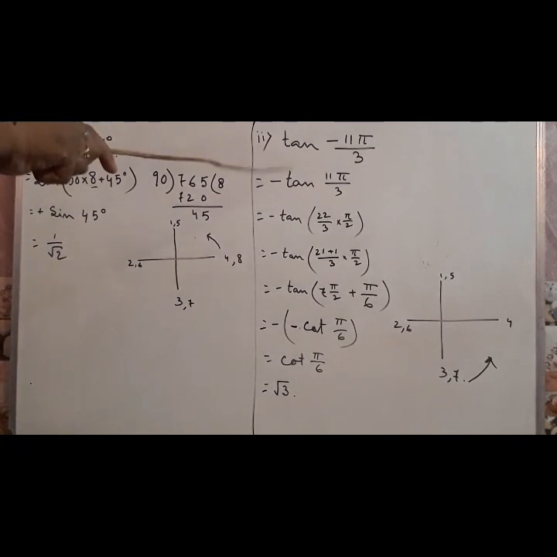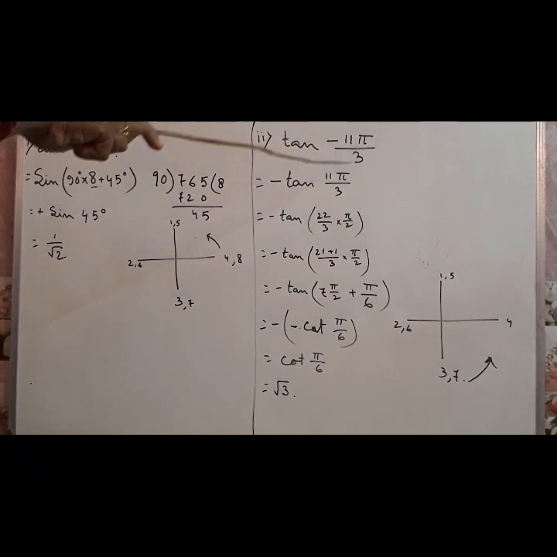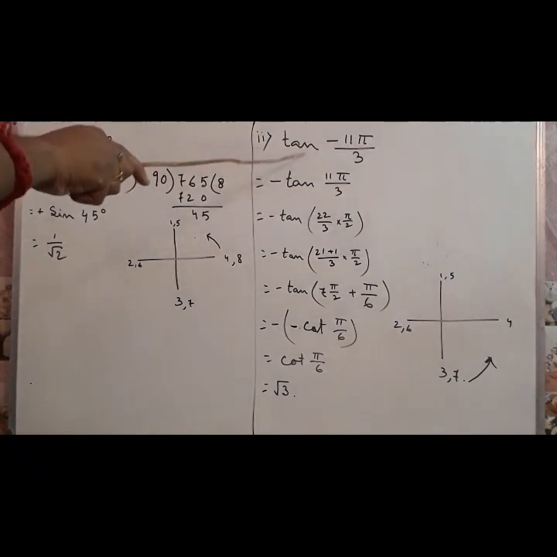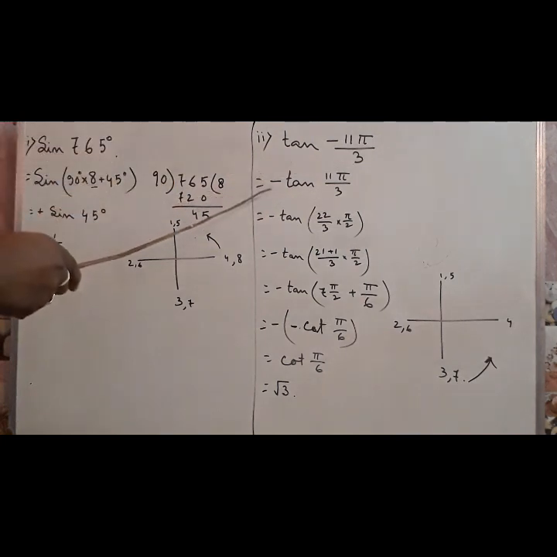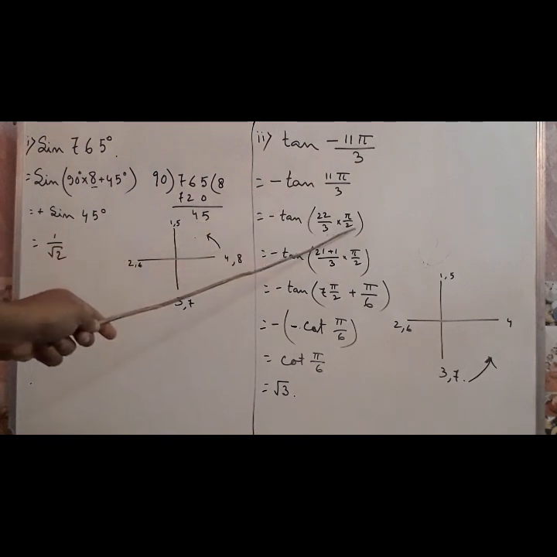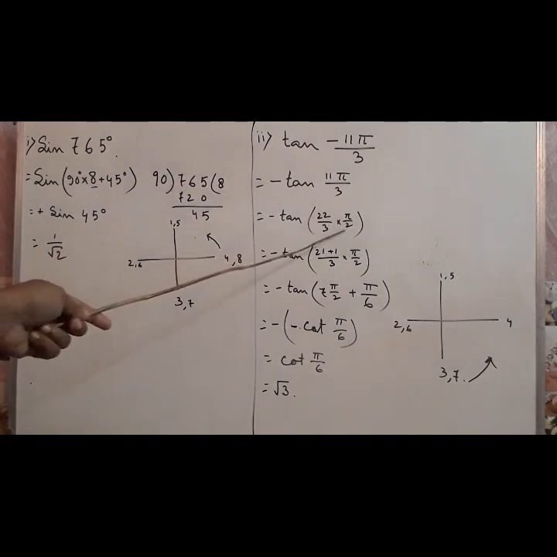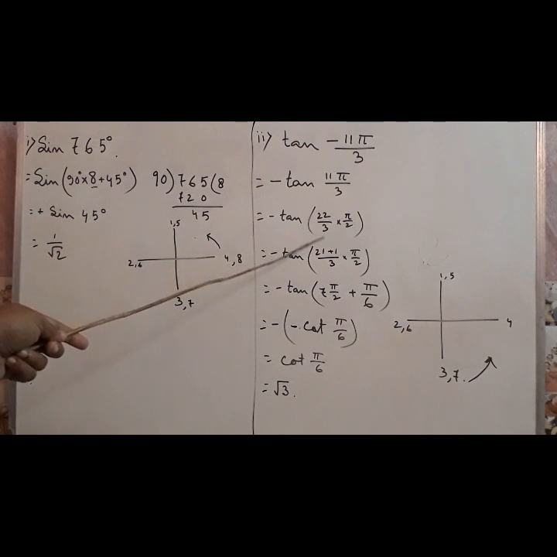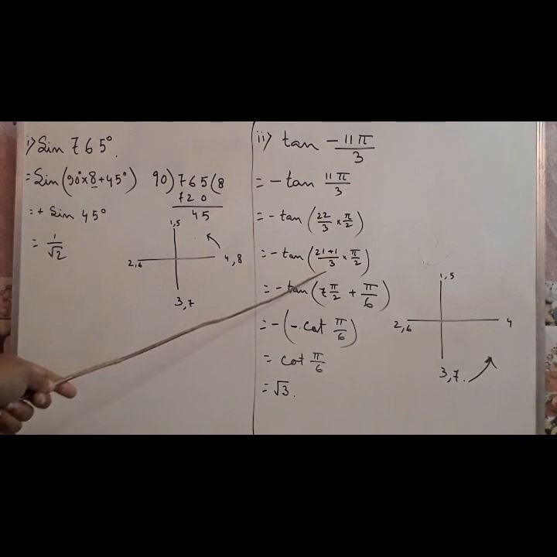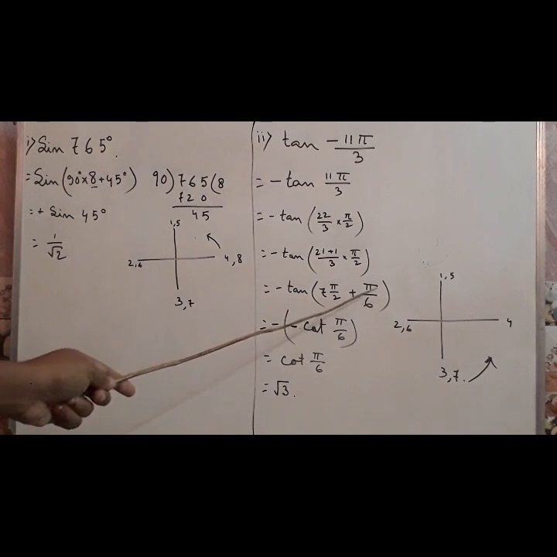After that, tan of minus 11 pi by 3. We know tan of minus theta is equal to minus tan theta, so tan of minus 11 pi by 3 is equal to minus tan 11 pi by 3. Now you see, this 11 pi by 3 I write in the form of pi by 2, that means 90. Again I took this 90, that is 22 by 3 into pi by 2. 22 means 21 plus 1, that is, by dividing this, 7 pi by 2 plus pi by 6.